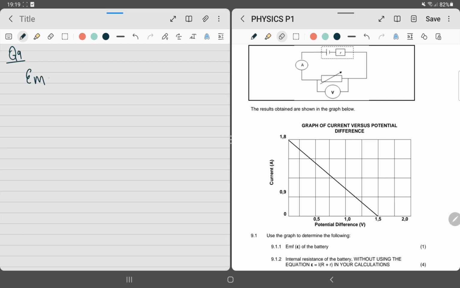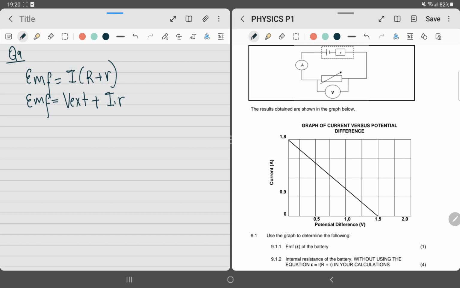We will use this equation: EMF = V external + I multiplied by R. So we want to manipulate this equation so that it is a representation of the graph. We have current on the y-axis and potential difference on the x-axis. For the EMF, we know that we must have potential difference, so this is V external, and we must have current somewhere. Then this is I multiplied by R.